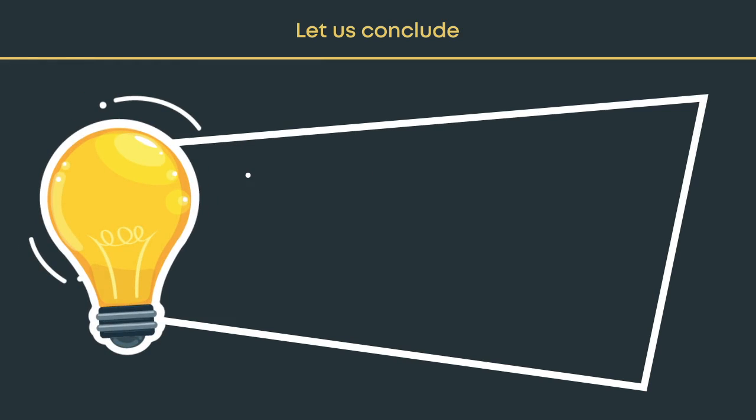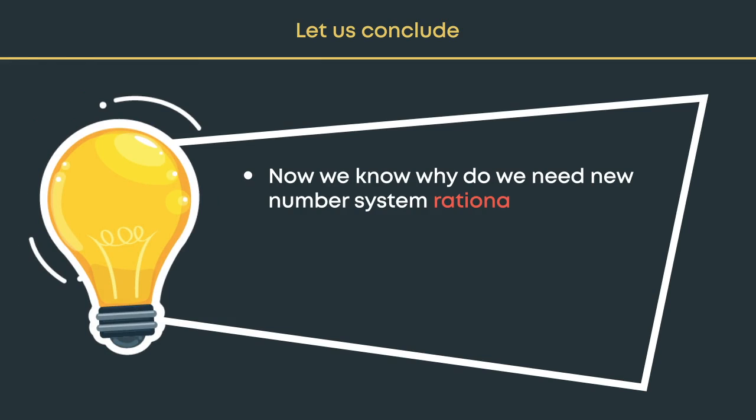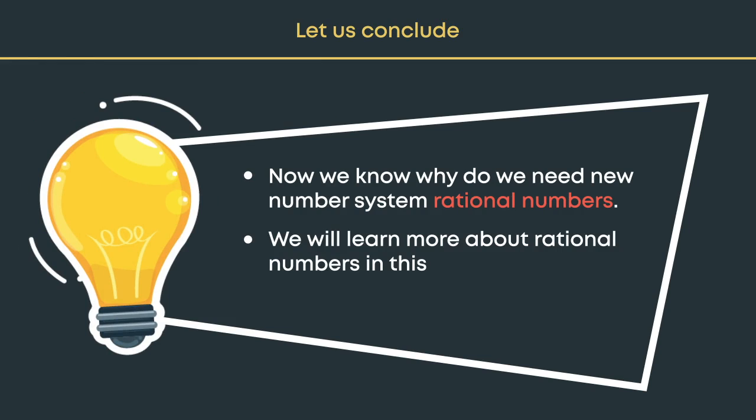Let us conclude. Now we know why we need a new number system, rational numbers. We will learn more about rational numbers in this chapter.